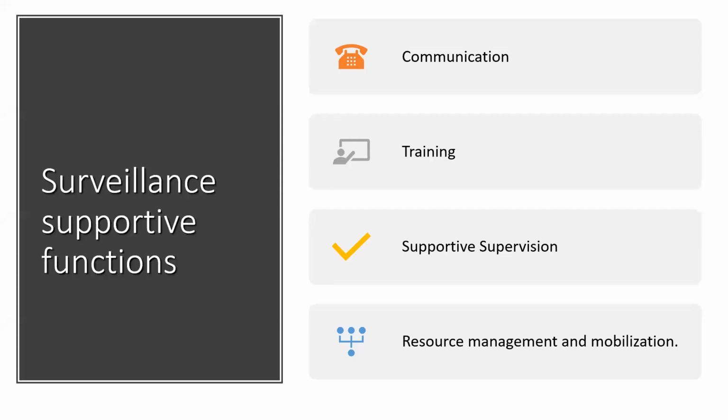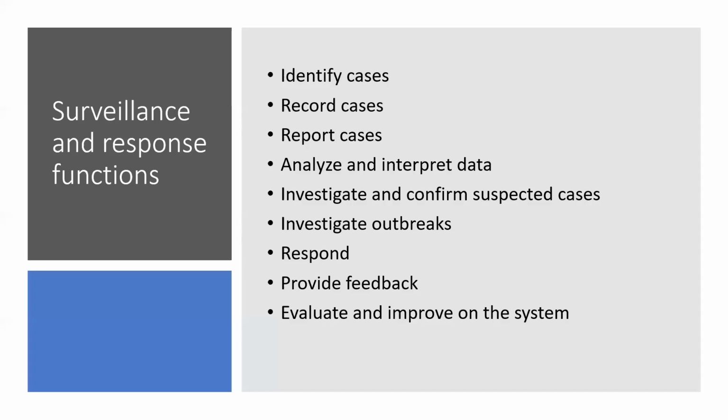The supportive functions for surveillance are communication, training, supportive supervision, resource management, and mobilization. These are cross-cutting because these functions help you to be able to achieve the functions of identification, recording, reporting, analyzing, investigating, and responding.